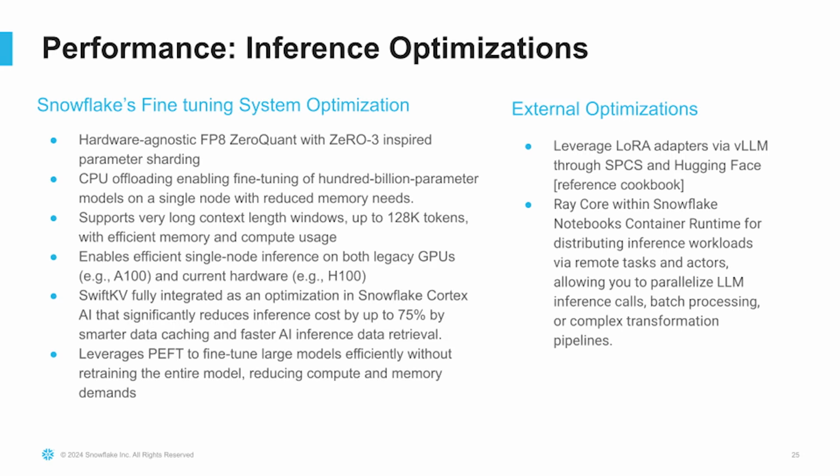Moreover, we have a SwiftKV integration as an optimization in our fine-tuning system optimization. This is everything that lives under your fine-tuning function. In essence, this enables a reduction of inference costs by up to 75% through smarter data caching and faster AI inference data retrieval. Lastly, the Snowflake Cortex fine-tuning function leverages PEFT to fine-tune large models efficiently without retraining the entire model, which reduces compute and memory demands.